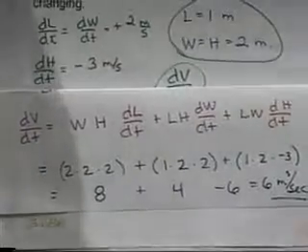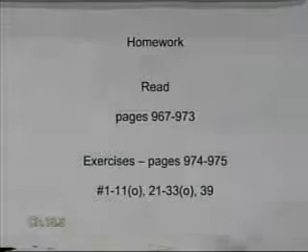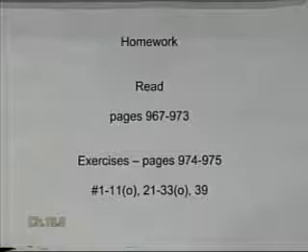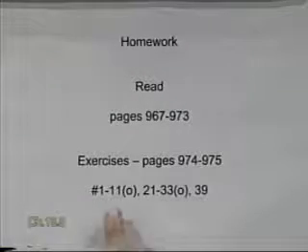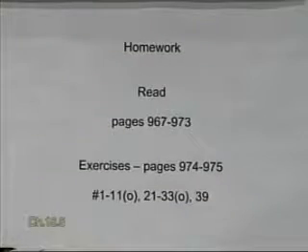Okay? I think we did plenty for today. So what I want you people to do is read pages 967 to 973, and then you really should do exercises 1 through 11, the odds, 21 to 33, the odds, and then number 39.